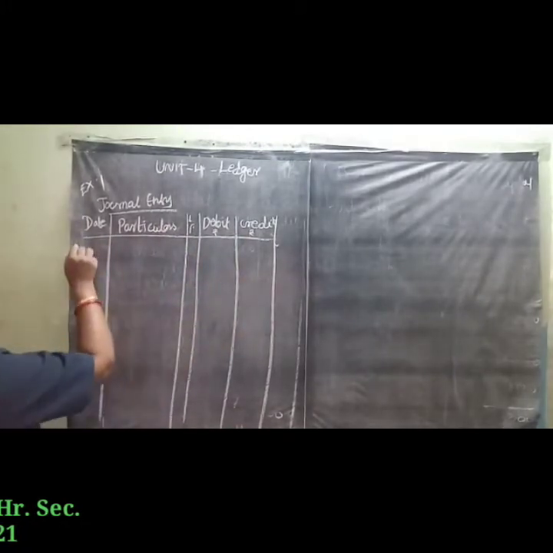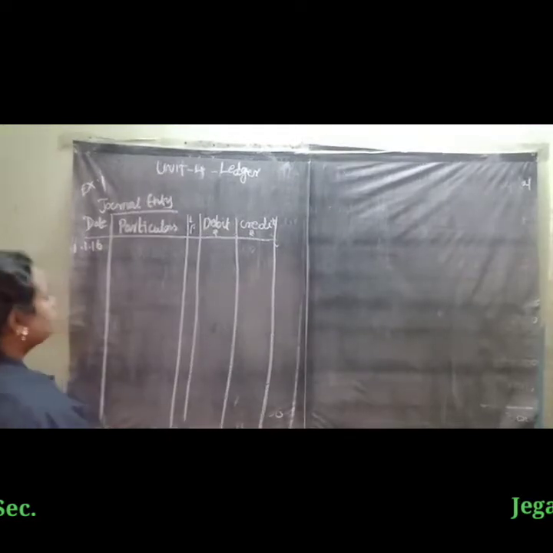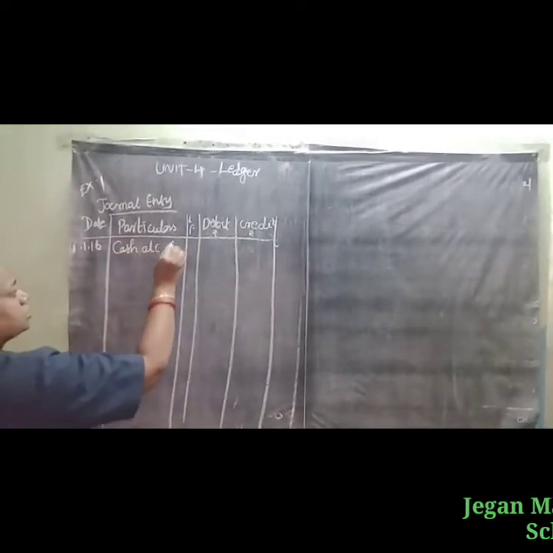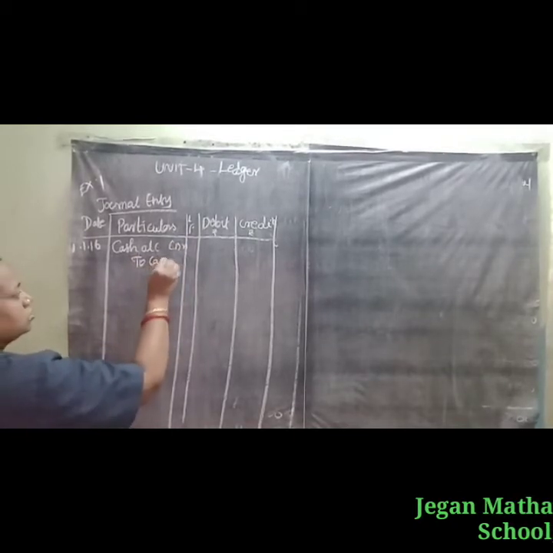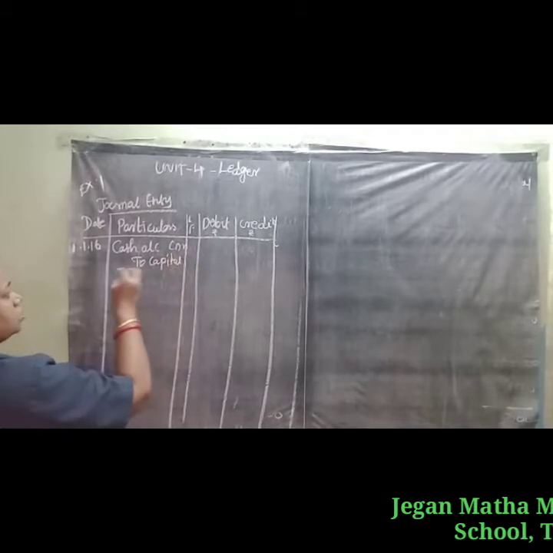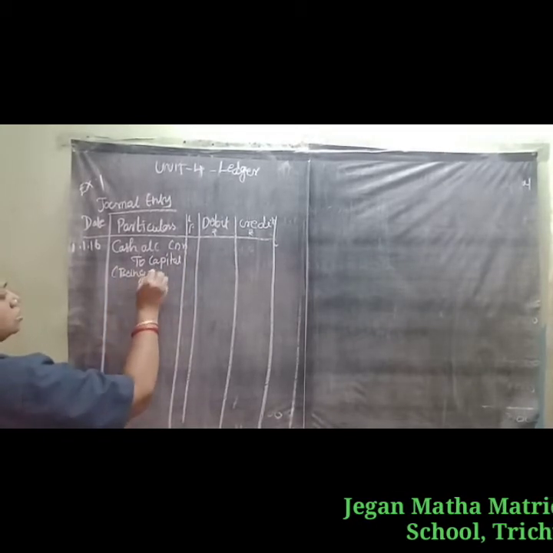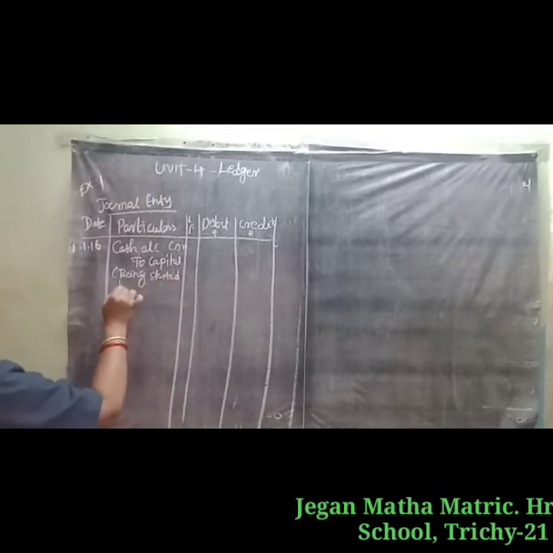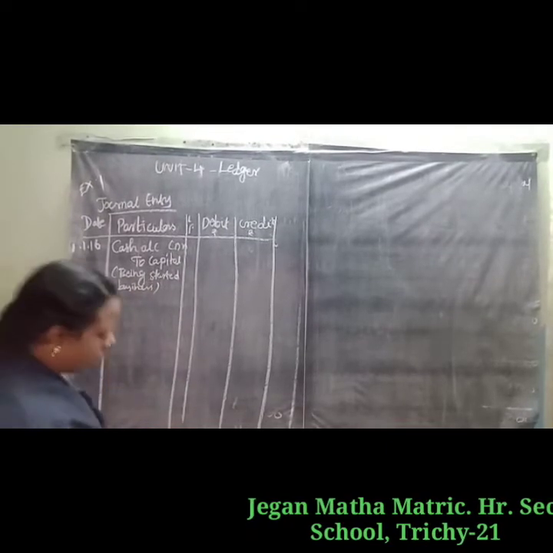First, date 1/1/2016, started business with the cash. So cash comes in, so we have to write it on the debit side. Cash account debtor to capital account. For the narration we write, being started business with the cash. The amount is 10,000.